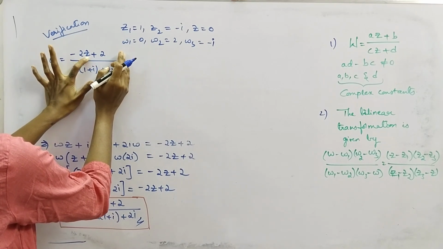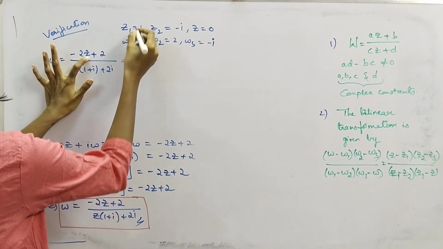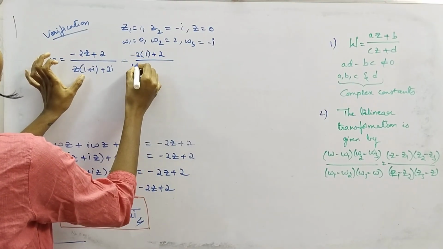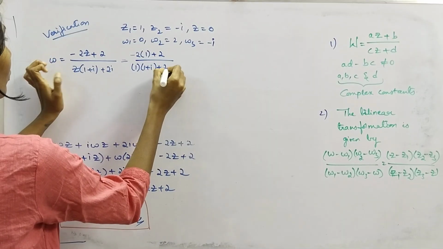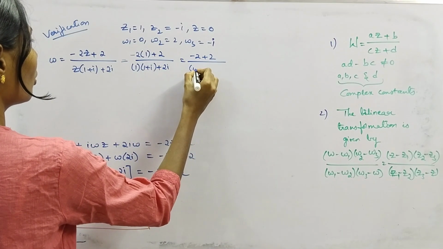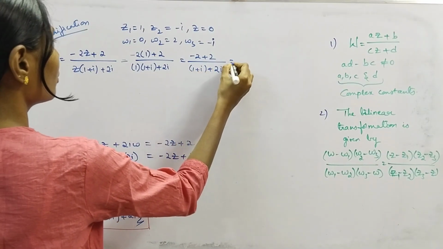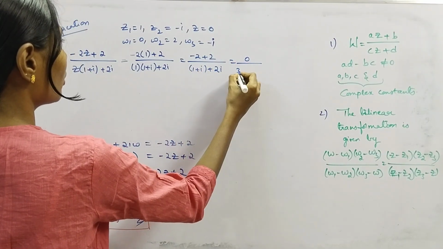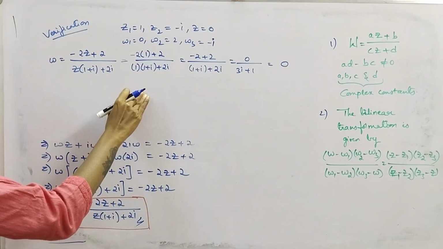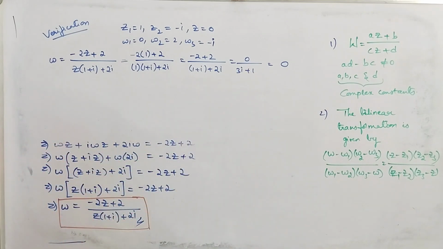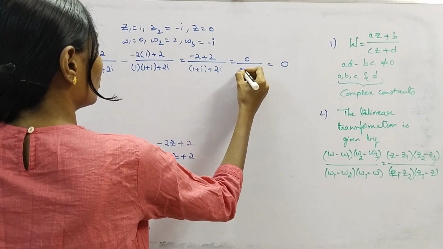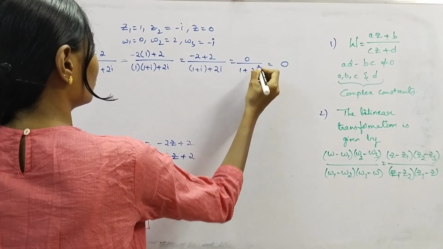Let's substitute the values of z1 and see what we are going to get. See, z1 equal to 1, right? Just substitute it. You'll get minus 2 plus 2 by the denominator, right? Which is 0 by 2i plus i, 3i plus 1. 0 by anything is 0, right? 0 by any number. This is a complex number, right? Which is 0.